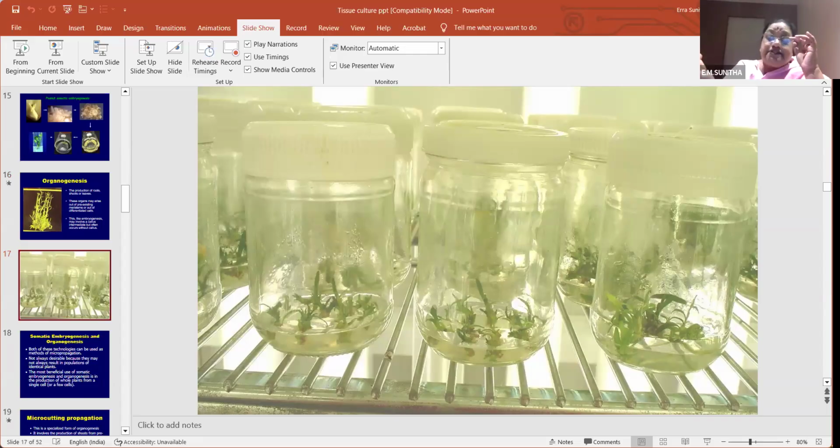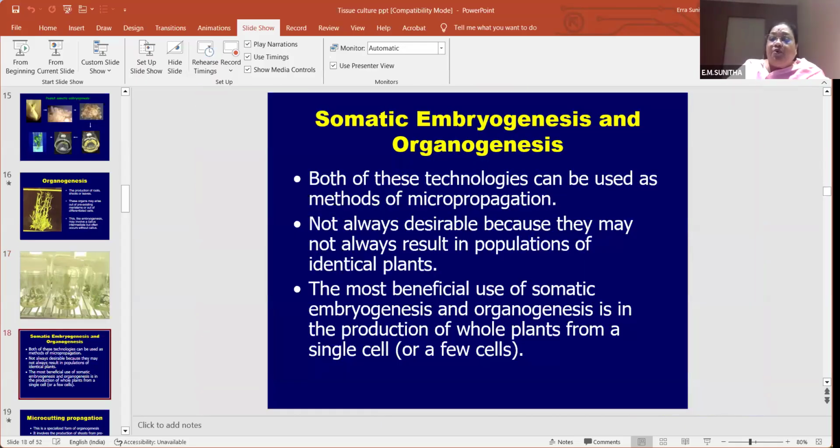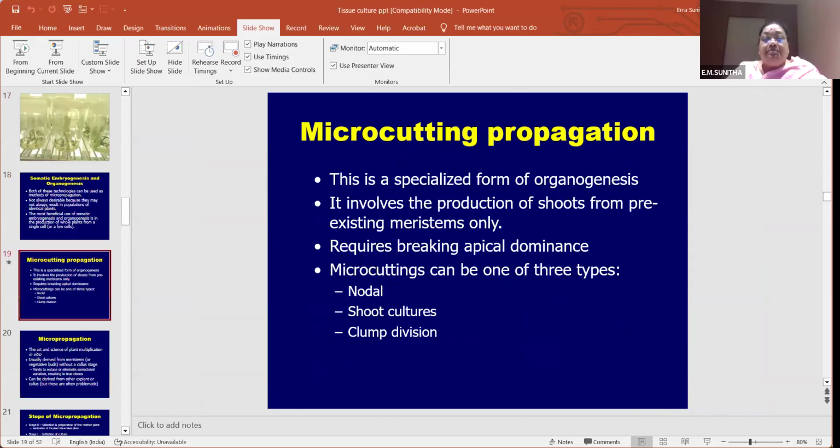You take the explant and you put the suitable hormones. In the suitable hormones you will be getting this particular thing. You will be getting the plants. First, here shoots are there. Next you take it, you put it in the rooting hormone, roots will be formed. Okay, so somatic embryogenesis and organogenesis, for both these methods it can be used for micropropagation. Okay, then this micro cutting.